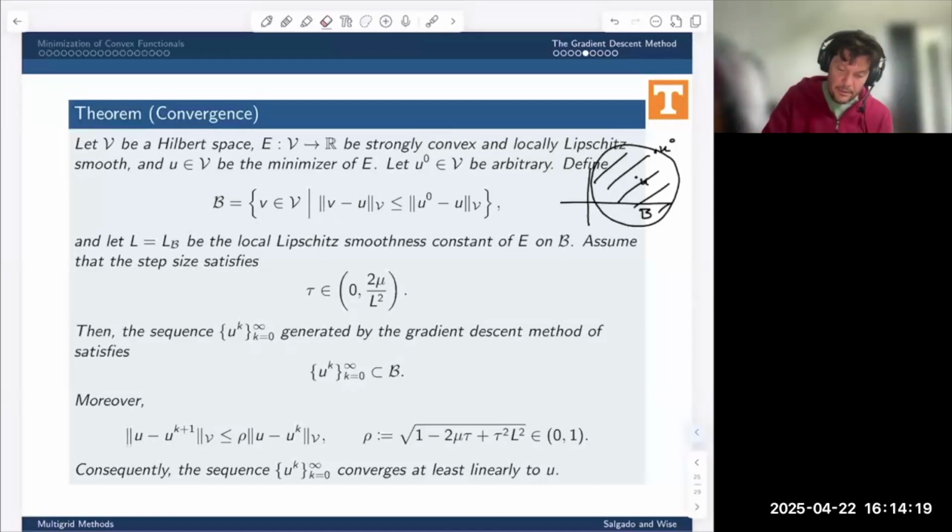All right, so if tau is assumed to be in this interval, then the sequence generated by the gradient descent method is always going to stay within B. So we're always going to be in this set B somewhere. And moreover, we're going to get a contraction: the norm of U minus U_{k+1} is less than rho times the norm of U minus U_k. That means if we're close to the true solution, the minimizer, then the next iterate is going to be even closer by a factor of rho.